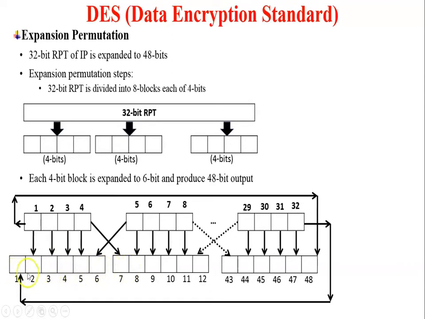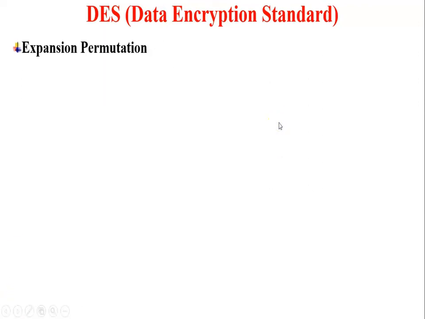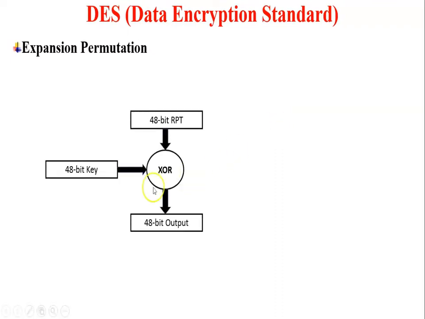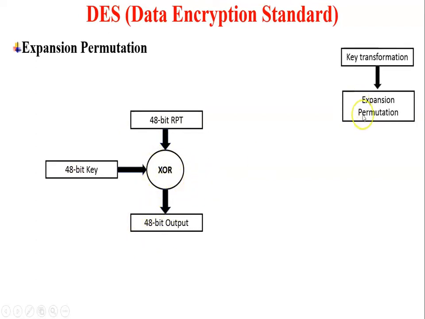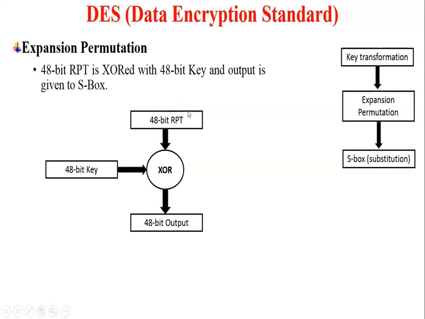Next is expansion permutation. We have the 32 bit RPT, or the plain text from the initial permutation, expanded to 48 bits. So we have to convert 32 bit into 48 bit, because our key size is 48 bit and we have to perform XOR after expansion permutation. So how can we convert 32 bit into 48 bit? Now the expansion permutation steps: the 32 bit RPT is divided into 8 blocks, each of 4 bits. So the total is 32 bits. One block is 4 bits, and 8 multiplied by 4 gives 32 bits. So it generates a total of 8 blocks.